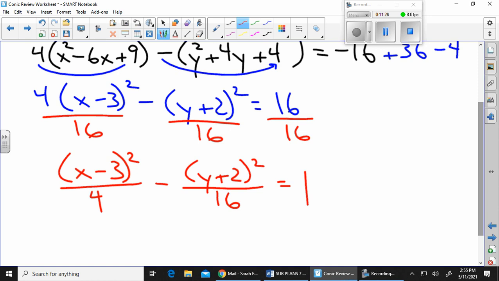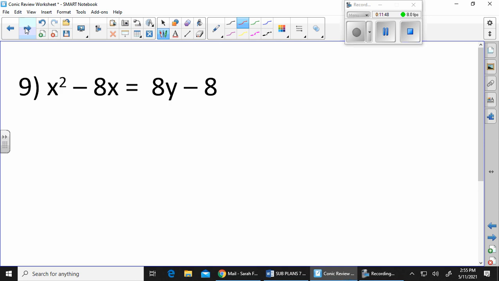My hyperbola should go up and down. Because I'm sorry, my hyperbola should go left and right because x is first. And you can look at your answers and see the center. Your asymptotes are going to be 4 over 2, and it's opening left and right. Number 9, it's got to be a parabola.